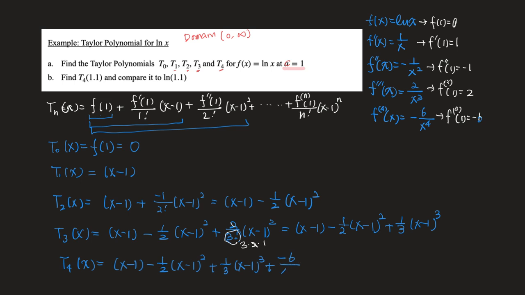Negative 6 over 4 factorial (x minus 1) to the fourth power. Let's simplify 4 factorial: 4 times 3 times 2 times 1. This one cancels out. So you have (x minus 1) minus 1 over 2 (x minus 1) squared plus 1 over 3 (x minus 1) cubed minus 1 over 4 (x minus 1) to the fourth power. So each time the degree increases, you add one more term. That's how you find the Taylor polynomial.